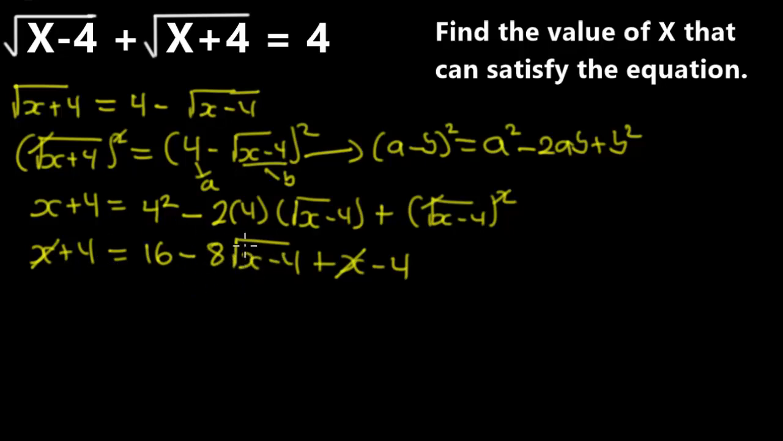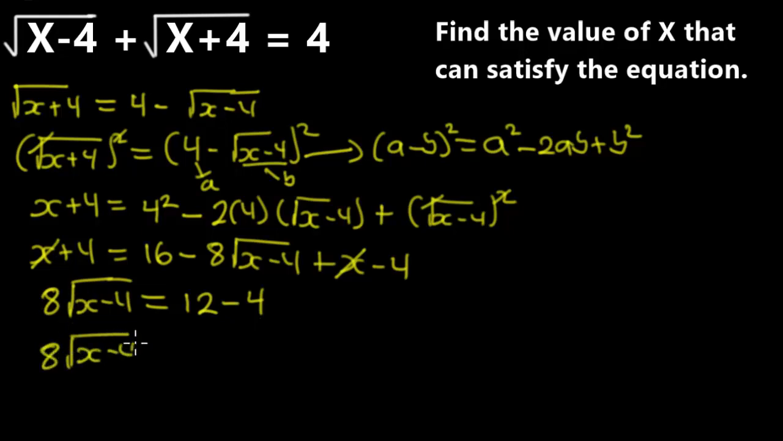So let's transpose this term to the left hand side. So you are going to have 8 times the square root of x minus 4 is equal to, then we have 16 minus 4, which we are going to get 12. So 12, and then here we have positive 4. So when we move it to the right hand side, you're going to have minus 4. Now you're going to have 8 times the square root of x minus 4 is equal to 12 minus 4 gives 8. So over here we are going to divide both sides by 8. So you're now going to have the square root of x minus 4 is equal to 1.